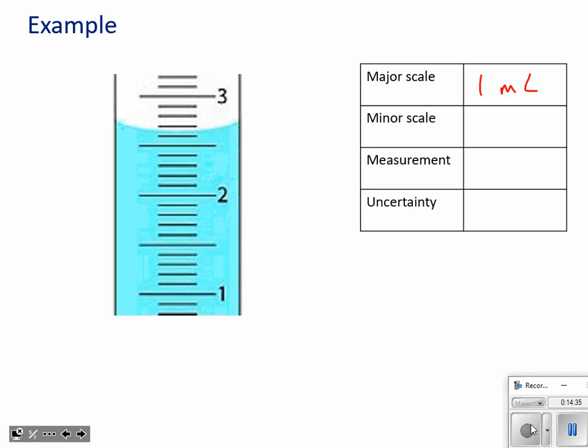How many markings do I have? I have 10 in between that. So what is my minor scale? 1 divided by 10, 1 centimeter. I have 10 markings. 0.1 milliliter. Good. So that means my uncertainty is what, Logan?